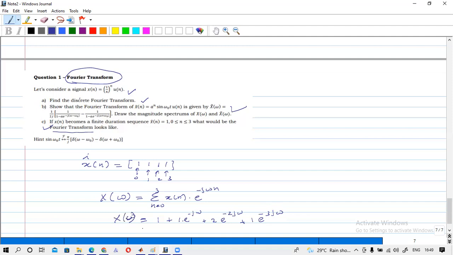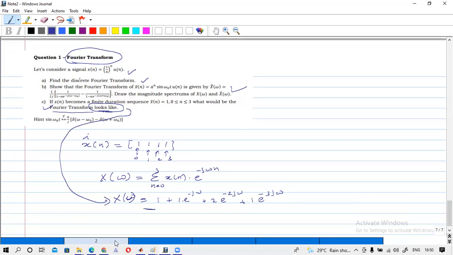So this will look like this. I don't know what is meant by look like, I don't know if they are asking to compare it with some other one. But anyway, we will have it like this.